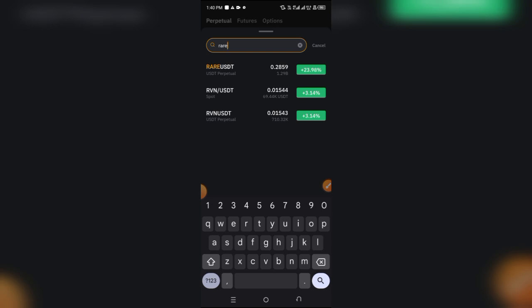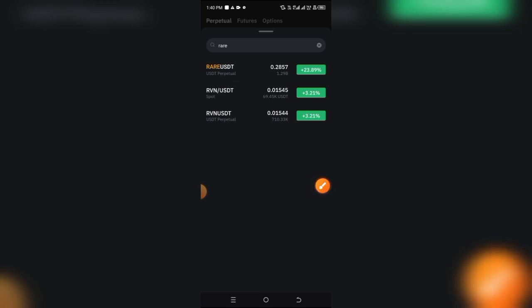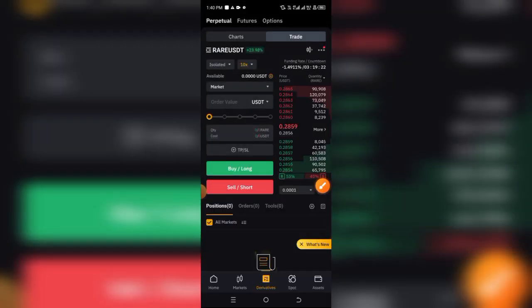So you can just search for RARE USDT. Now make sure you click on the one with USDT perpetual, because sometimes they might give you two, and one of these pairs might appear two times. One will be USDT perpetual, the other one will be USDT spot. So make sure you click on USDT perpetual, right? When we click on that, automatically I've selected this token.